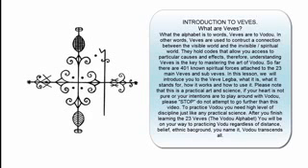Introduction to the Veves. What are Veves? What the alphabet is to words, Veves are to Voodoo. In other words, Veves are used to construct a connection between the visible world and the invisible or spiritual world. They hold codes that allow you to access particular causes and effects. Therefore, understanding the Veves is the key to mastering the art of Voodoo.